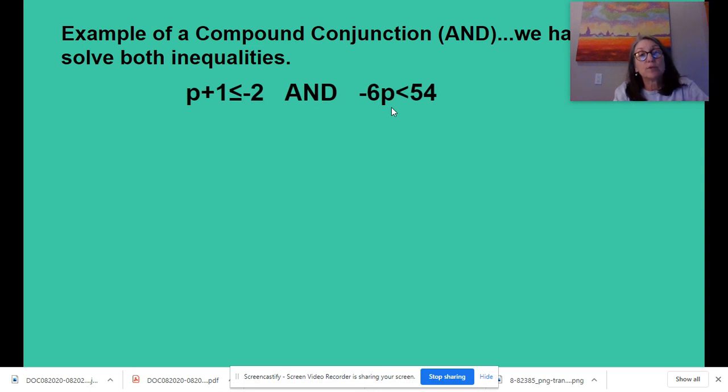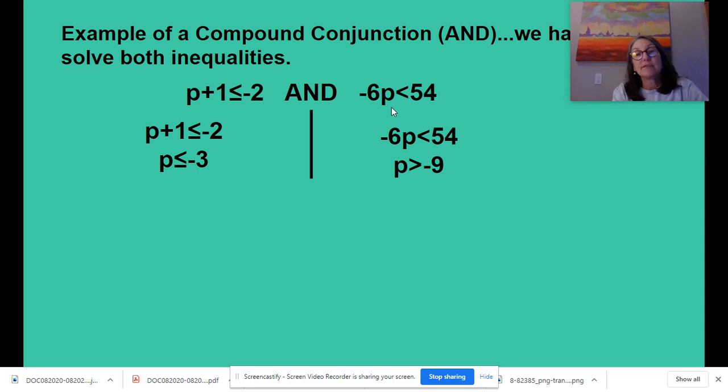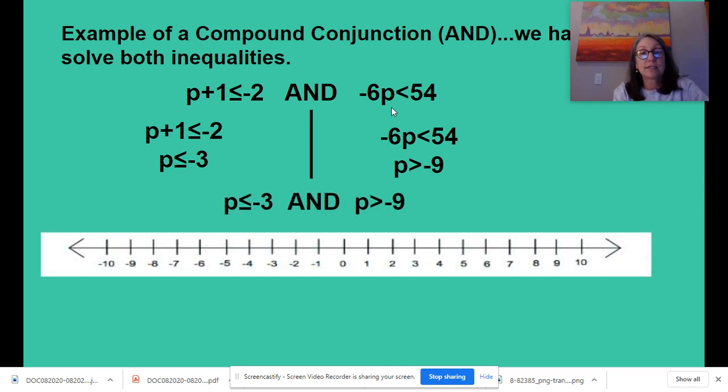Now let's look at a conjunction, or the and. We have two inequalities, and we have to work each of those in turn. So we do the first one on the left to get that p is less than or equal to negative 3. We do the one on the right to discover that p is greater than negative 9. So that's an and, and we graph it.